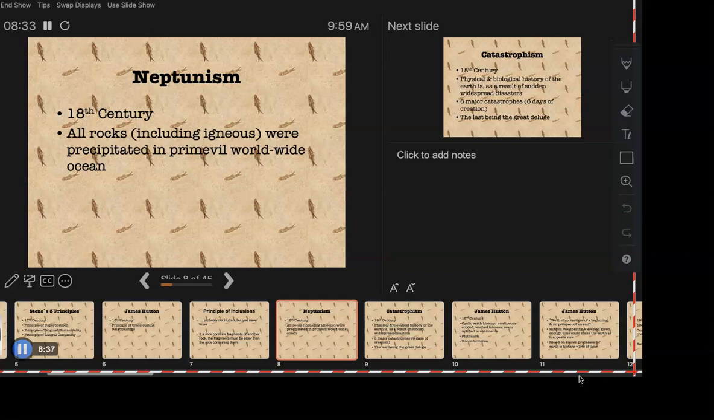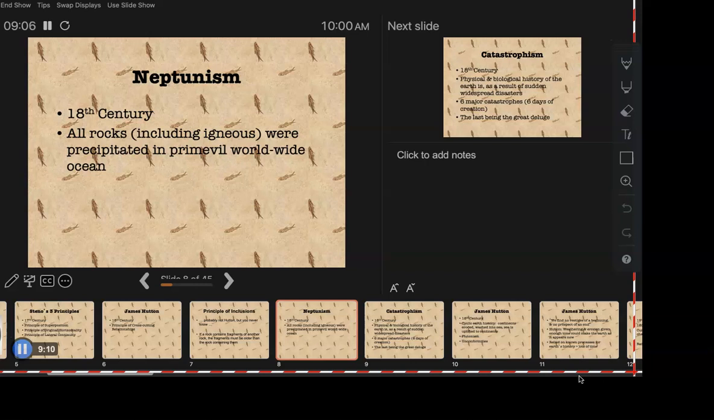This one seems funny at first, and the igneous parts are obviously way funny because surely somebody lived near a volcano, but whatever. All the rocks, including the igneous ones, were precipitated in a primeval worldwide ocean. Now, why that's only half funny is, again, they only saw a small chunk of the world. You got to remember how long ago this was. And these folks saw what little bit of the world they could see and made all these assumptions and these rules.